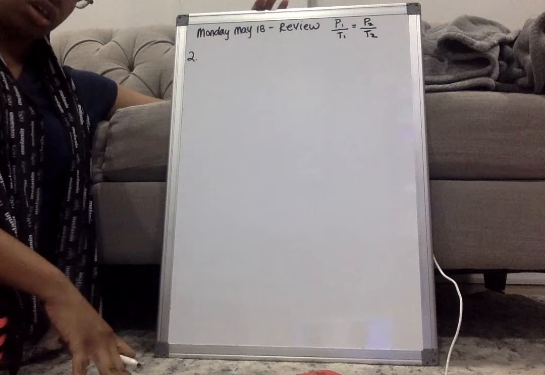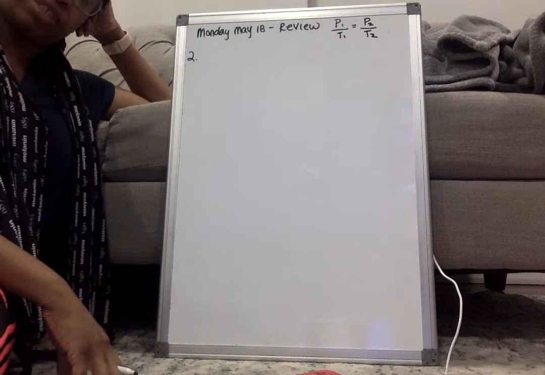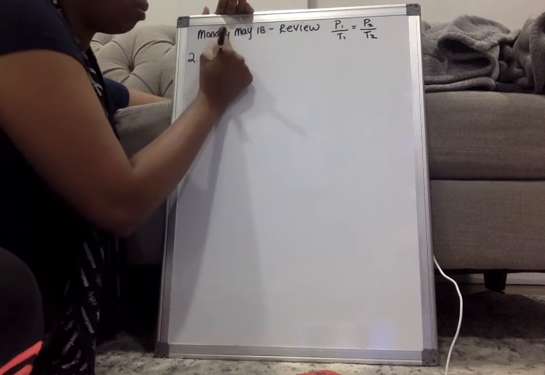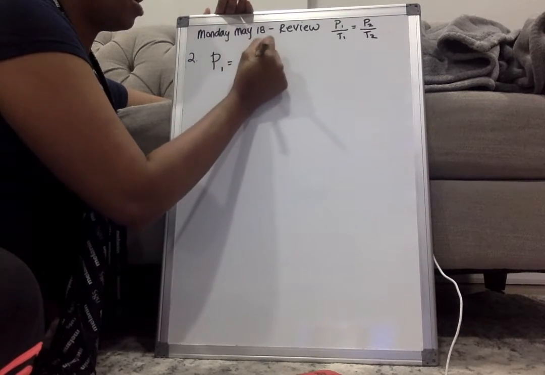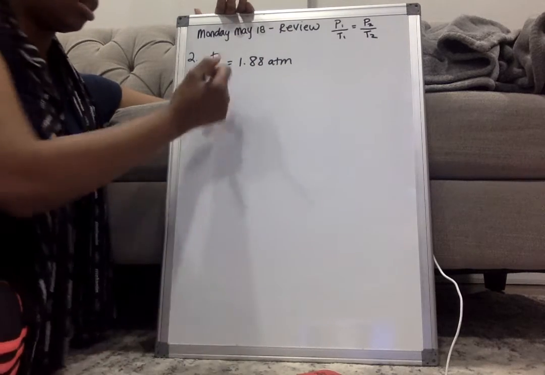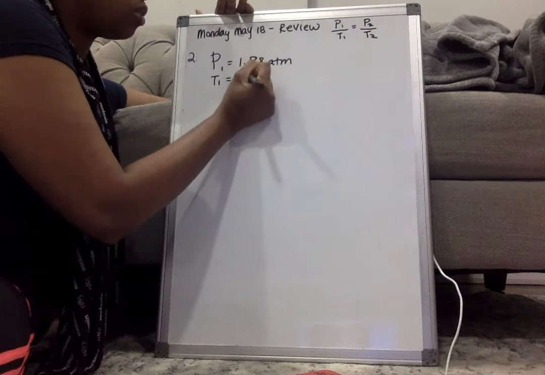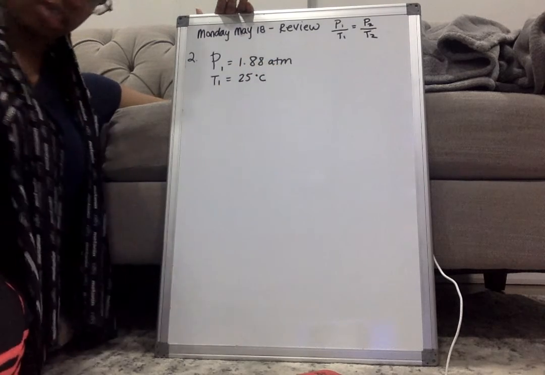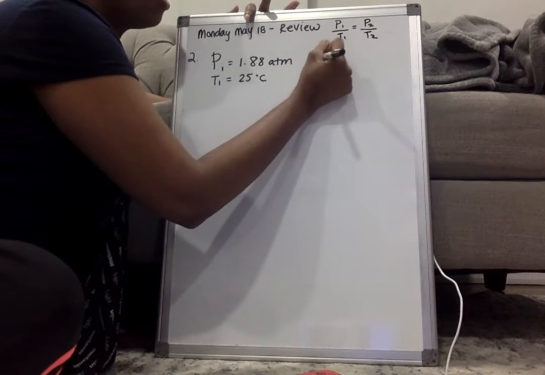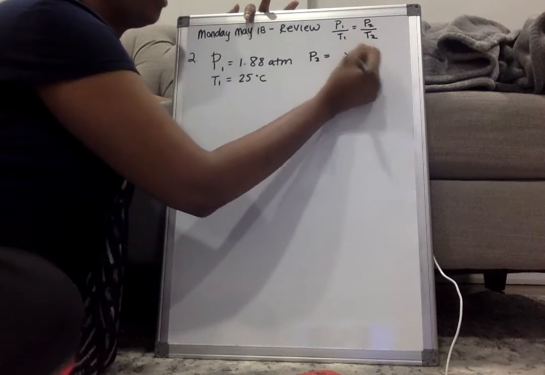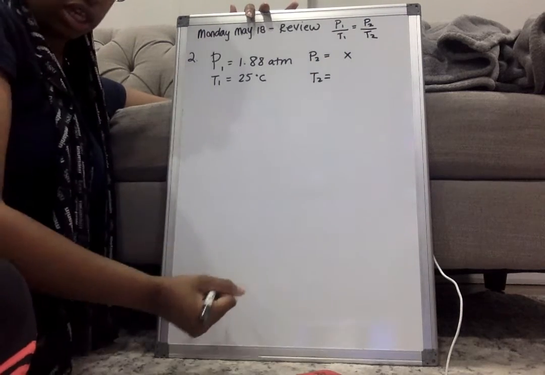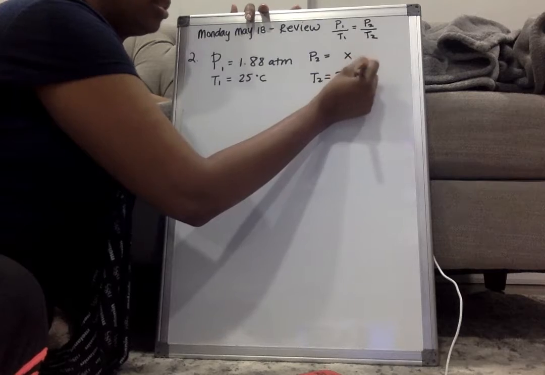Okay. So number 2, the pressure of an automobile tire is 1.88 atmospheres. The pressure, P1, 1.88 atmospheres, at 25 degrees Celsius, the initial temperature is 25 degrees Celsius. What would the pressure be? So that means we're solving for P2, if the temperature increased, so T2 equals 37 degrees Celsius.